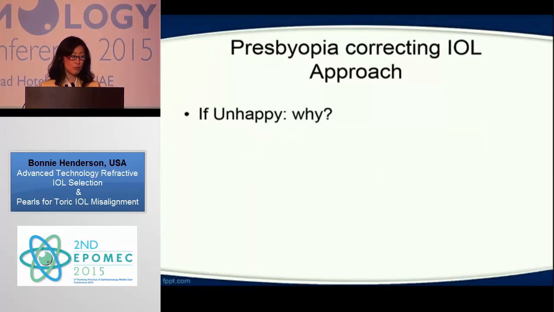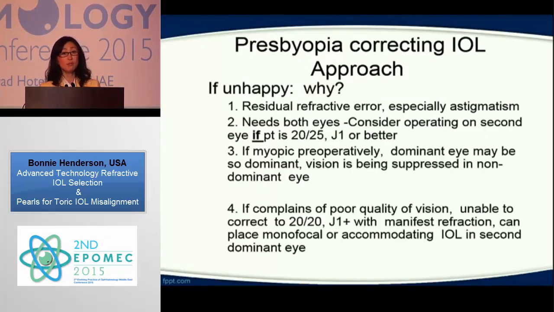Number one is usually the residual refractive error. Sometimes they just need both eyes. And the way you can determine whether they just need both eyes, that bilateral summation that people talk about, is that if they're actually seeing well in the first eye, they may not be thrilled, they're not happy, they're not jumping up and down, but they're seeing well. They're reading J1 or better. They're seeing distance very well. It's just that together they're not using their eyes together, so they're unhappy. Then in those patients, I still put in the second eye because I know that they're actually seeing well. However, if they're not seeing well, they're 20/40, for example, and I can't get them to 20/20, then I don't put it in the second eye.